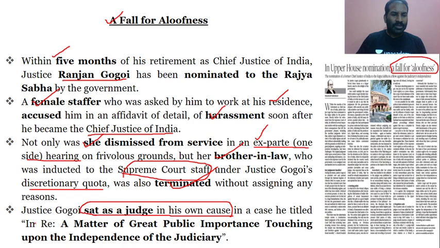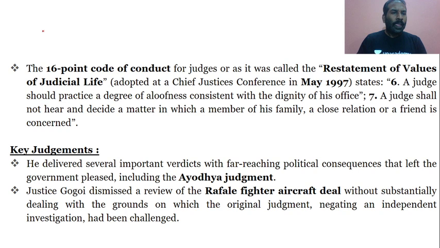So in this regard, in the female staffer case, Justice Gogoi sat as a judge in his own cause. He titled it as a matter of great public importance touching upon the independence of the judiciary. So the title of the case was about a matter of great public importance, and in this case, he himself sat as a judge. Now we'll come to the technicality of the entire issue.